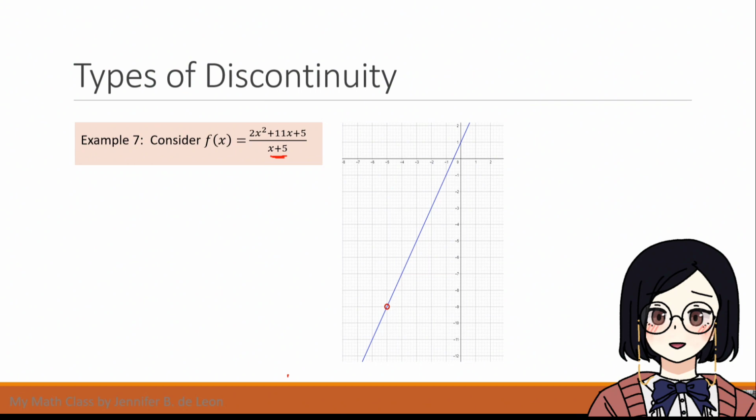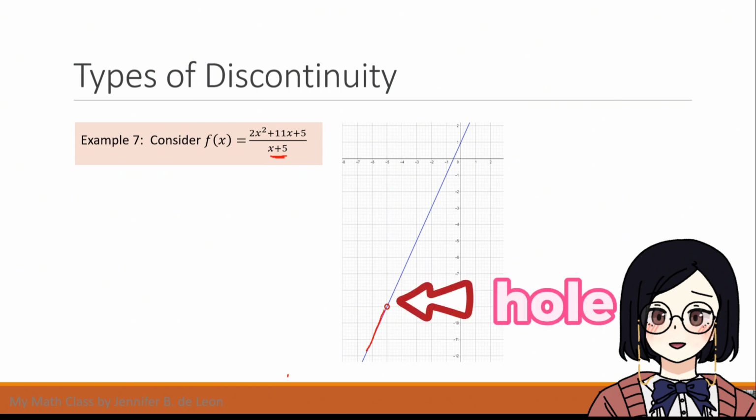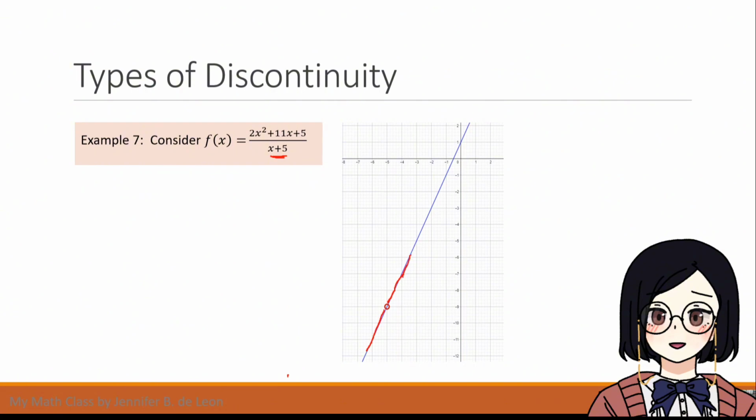So graphically, we can trace this completely. However, we were interrupted by a hole or an unshaded dot on this portion. Now, if we evaluate the limit of 2x squared plus 11x plus 5 all over x plus 5 as x approaches negative 5, remember that this function is a rational function. So we need to determine whether this is in the lowest term already.